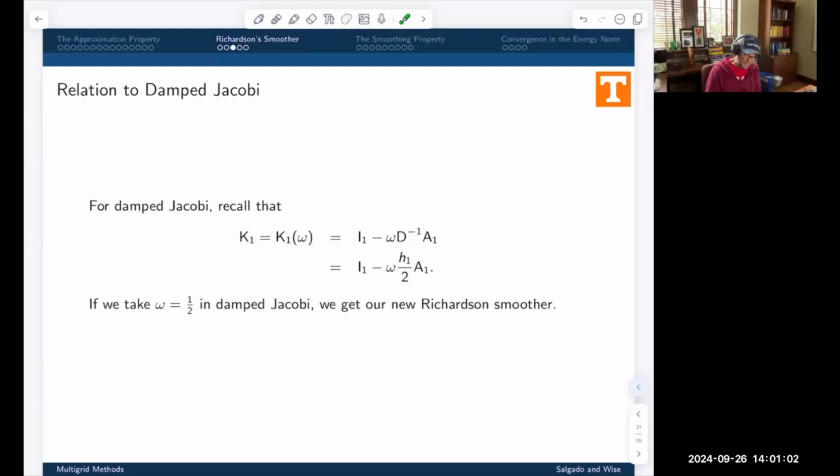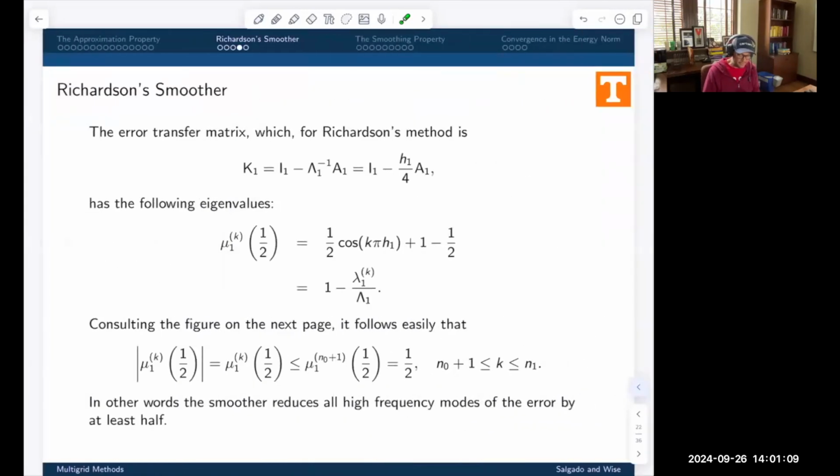That means that the damped Jacobi method with omega equals a half is exactly equal to the Richardson smoother. In fact, we worked out all the details for this. We worked out the eigenvalues of the error transfer matrix, and so now we know that the eigenvalues for that error transfer matrix for Richardson are just going to be the eigenvalues that we previously computed and tabulated as these mu eigenvalues, but we choose omega equals a half. And if we do that, then we find this nice little formula here, which is something else we're going to keep in our pocket.